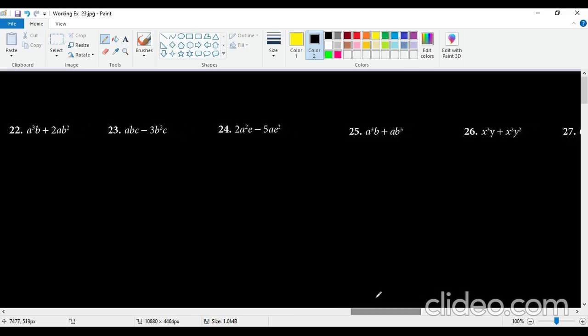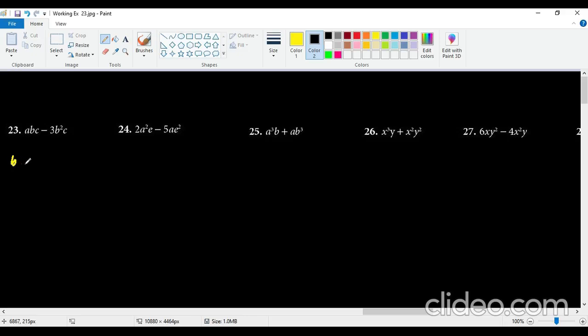When it comes to question number 22, a and b both are common, so I will keep them outside, and a square plus 2, and b is going to be another factor. Moving on to question number 23. In here I can see a is not common, but only b and c are common. So we'll have a minus 3b as the other factor.